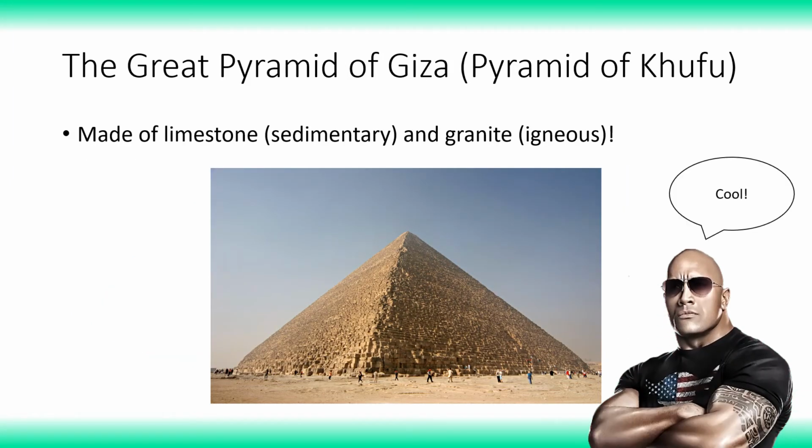And so here's just an interesting example based on the things that we've talked about so far. The Great Pyramid in Egypt, just outside of Cairo, is made of limestone and granite. So this is just a little fun fact to tie in the two rock types that we've discussed so far, because limestone is sedimentary and granite is an igneous rock. So here we can see the two different rock types that have been used together to build this enormous and rather impressive structure. And of course, Dwayne Johnson approves.